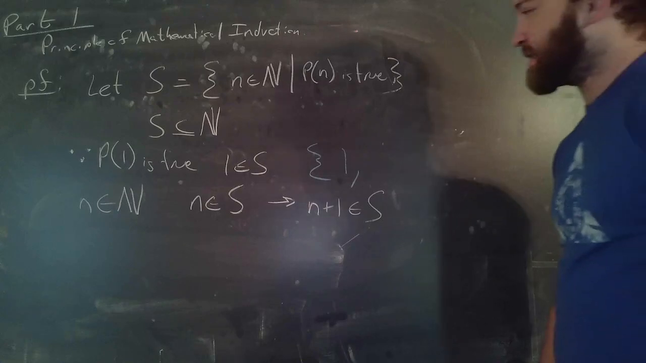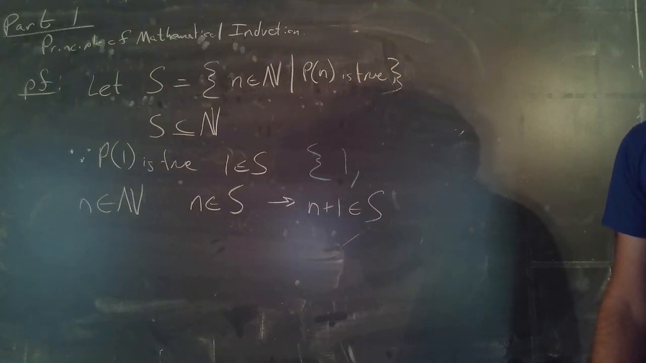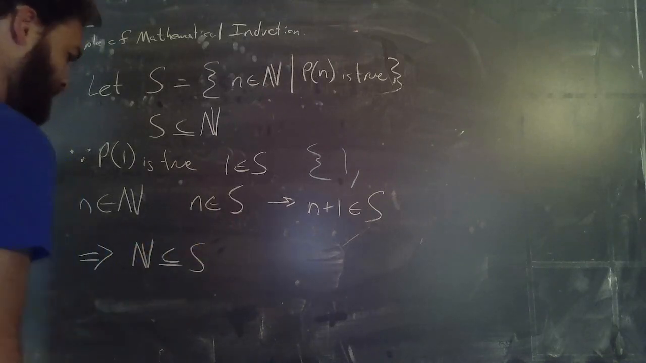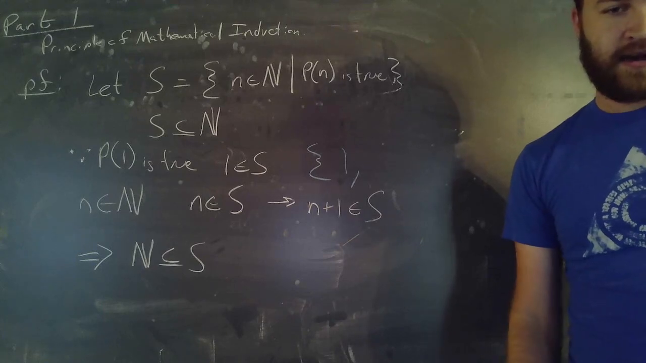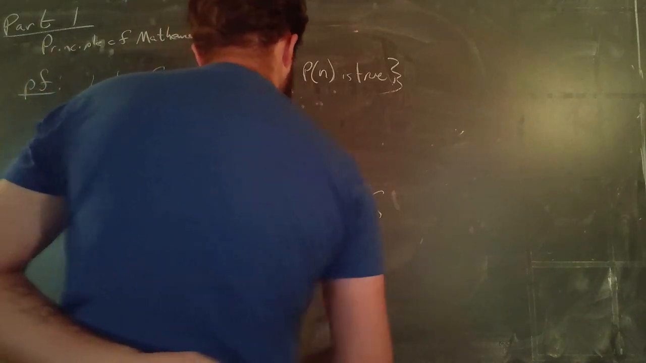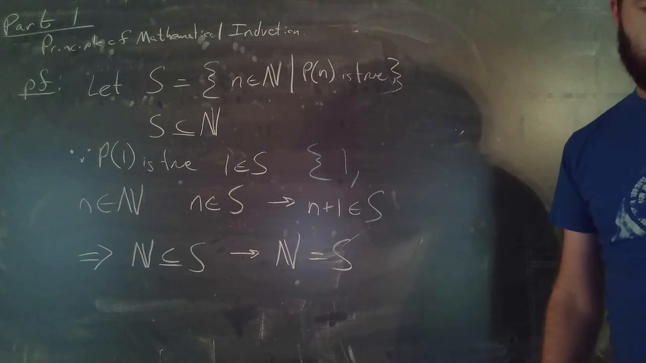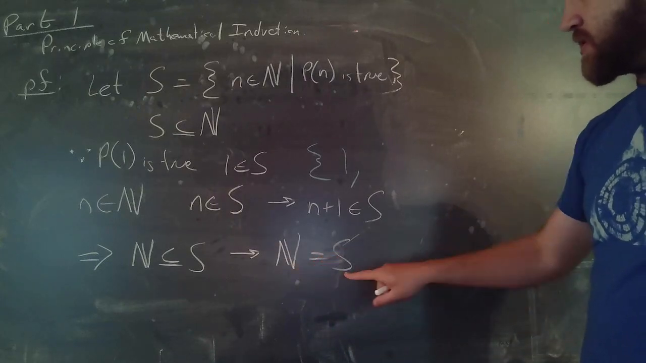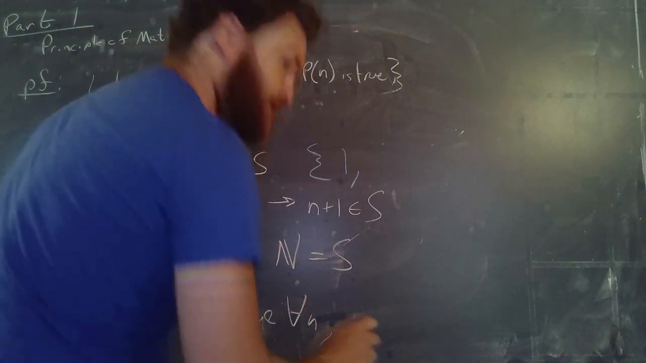And what that's going to do for us, since for any natural number we can see that the next natural number is also in our set S, is give us that the natural numbers are a subset of our set S. But if S is a subset of the natural numbers, and the natural numbers are a subset of S, then that gives us an equivalence: the natural numbers are the same thing as our subset S. So since S is the set of numbers that make P of n true, if we can show that n in S implies n plus 1 is also in S, thus making the set of natural numbers equal to S, then P of n must be true for all values of n.